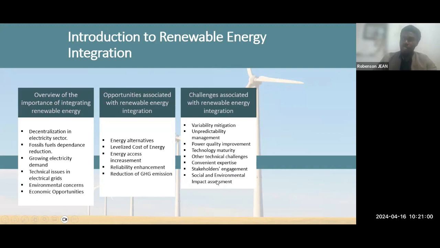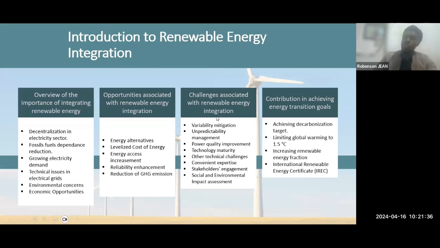And also the challenges are addressing social and environmental impact assessment, because most of the time in some projects there is a lack of interest in social and environmental impact assessment, and because of that some projects are getting slowed and sometimes they are blocked. So it is important to consider that in order to avoid social and environmental concerns.